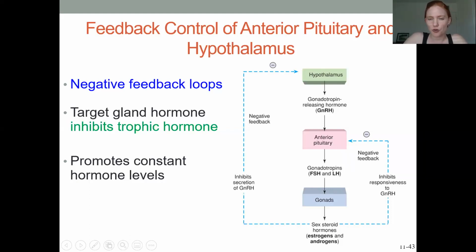Okay, so I really want you to understand the relationships between the different hormones, right? So the gonadotropin releasing hormone stimulates the gonadotropins. The gonadotropins stimulate the sex hormones, but then the sex hormones inhibit both of those. Okay, so you got that negative inhibition.